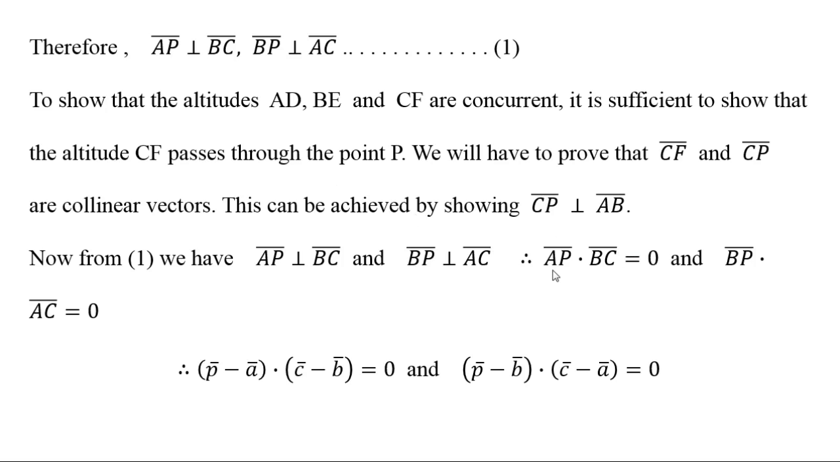AP dot BC is 0 and BP dot AC is also 0. Now this AP can be written as P bar minus A bar, position vector of second point minus position vector of the first point, dot this BC bar we read it as position vector of second point C minus position vector of first point B. And similarly we write this second equation, BP dot AC is equal to 0 as P bar minus B bar dot C bar minus A bar, and that is equal to 0.